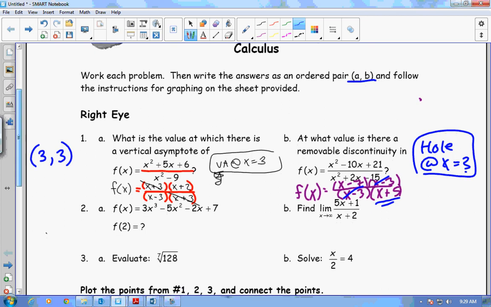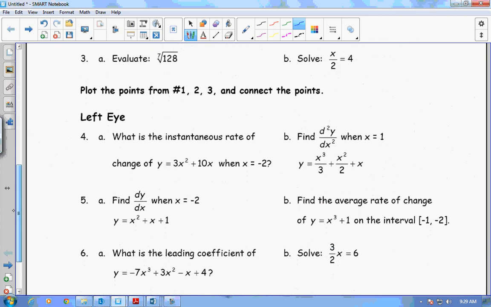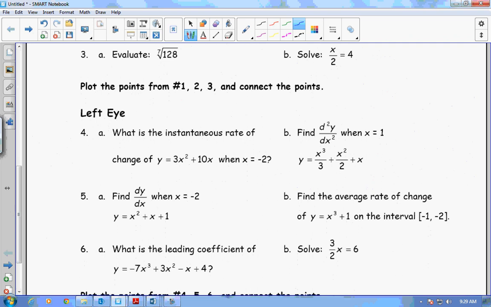Okay, let's move down. I think you can do the other ones. Let's review instantaneous rate of change. For 4, what is the instantaneous rate of change of y equals 3x squared plus 10x when x equals -2? What does instantaneous rate of change mean? Because it's at an instant, one point, you're finding the derivative. Okay, so the derivative, and when it's at a certain x, we're going to evaluate.